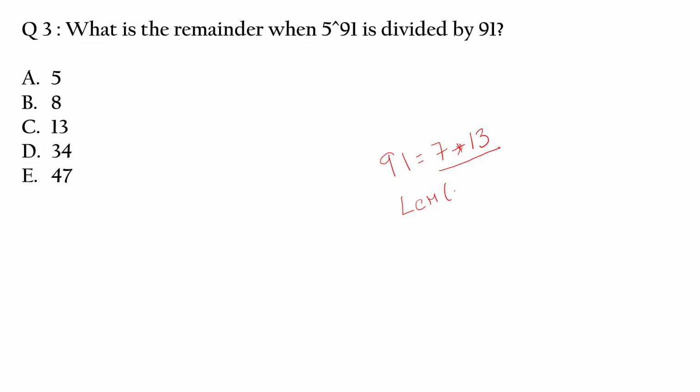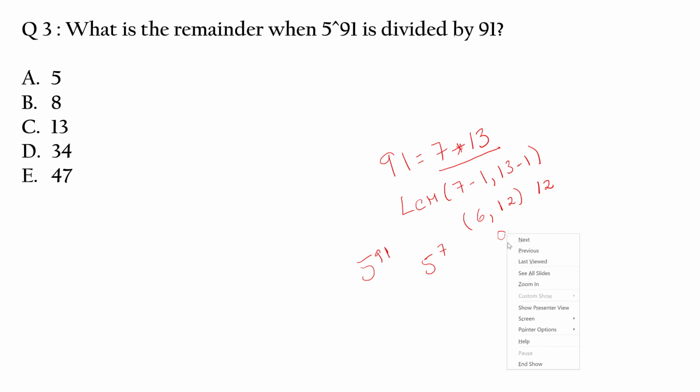Now the lowest common multiple of 6 and 12 is 12, right? Which means that 5 power 91, as per the remainder theorem, will give the same remainder as 5 power 7. The reason is if you divide 91 by 12, which is the LCM, you get 7 as the remainder. So which means that we need 5 power 7.